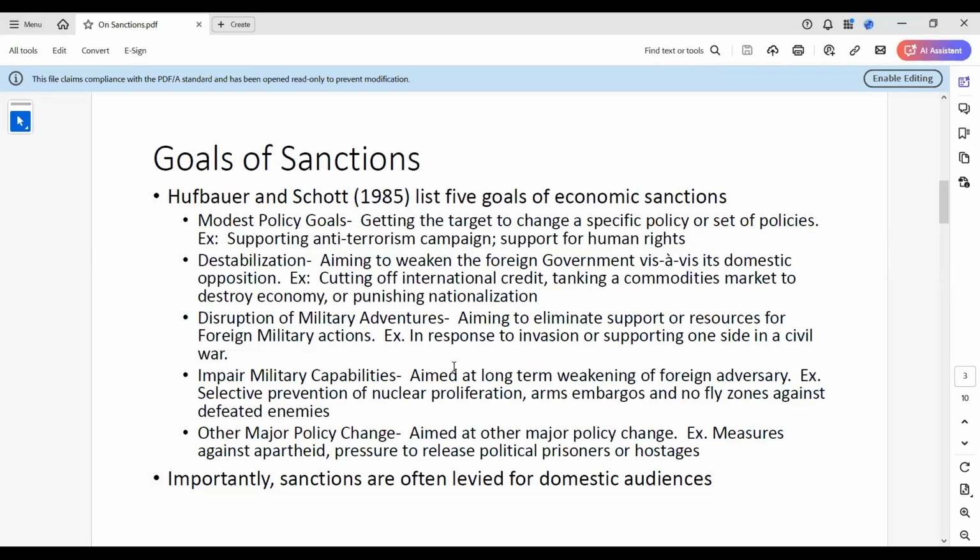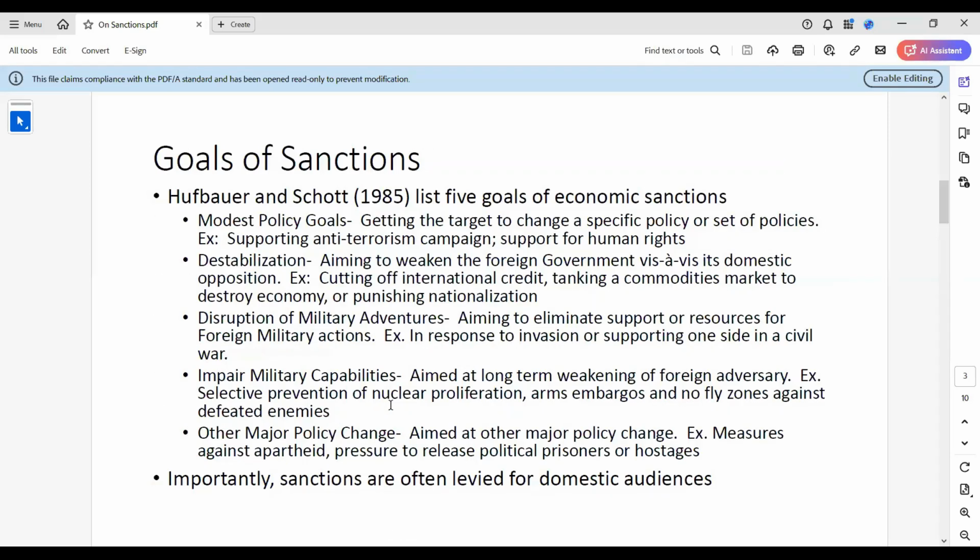Disrupting military adventures overseas. The aim is to eliminate support or resources for foreign military actions. In other words, the way we're doing with Russia invading Ukraine. This is a response to some invasion, or supporting one side in a civil war is another example of that. So we put sanctions on Russia because we don't like that they invaded Ukraine. We deny Russians the ability to march under their own banner at the Olympics. All this stuff is part of the sanctions against Russia.